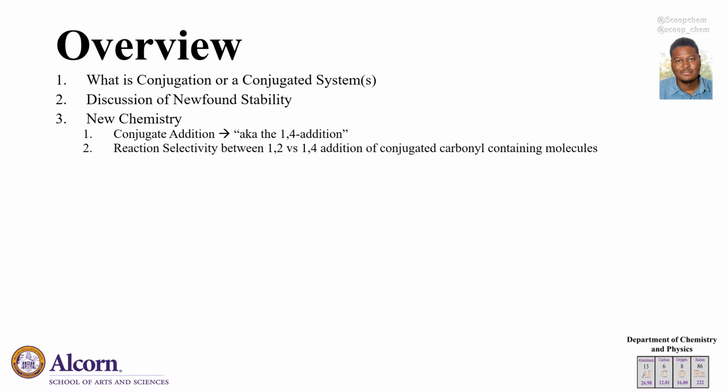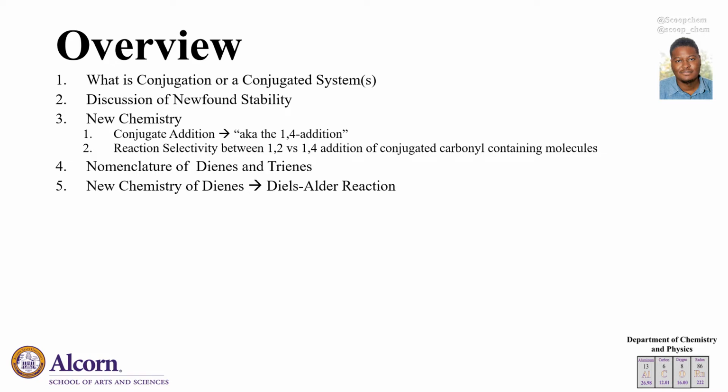How can we garner selectivity for the 1,2 or the 1,4 product to conjugated carbonyl containing molecules? There are two ways that we can control those types of chemistries, and we'll talk about that. Also, we'll cover nomenclature of dienes and trienes. And with that, there's some new chemistry that's very specific to dienes, the Diels-Alder reaction.